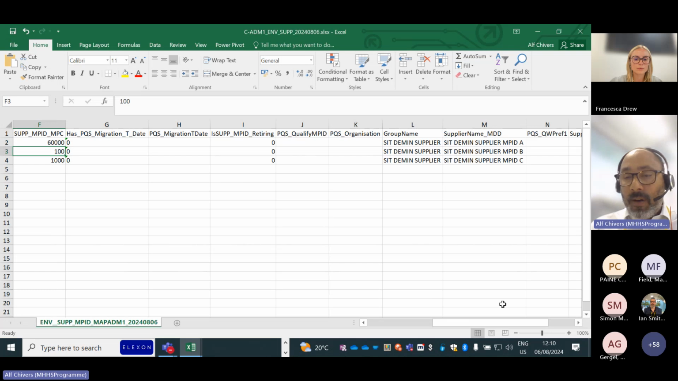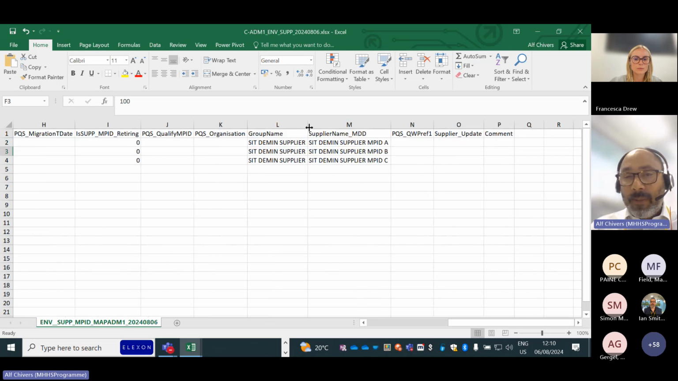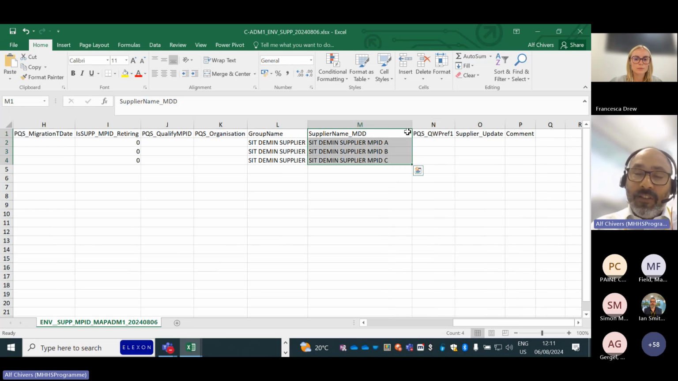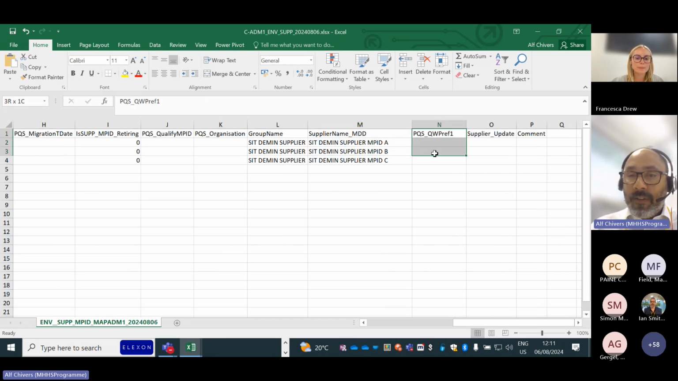And then from the data that we have, we'll have a view of the parent company or group name for that collection of MPIDs, and then the actual supplier names for each one of those, because there may be individual entities that are assigned to each of those supplier MPIDs. And furthermore, as I said, when we look at the October example, we'll see qualification waiver preferences provided.